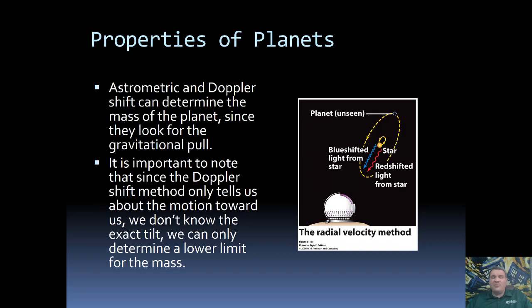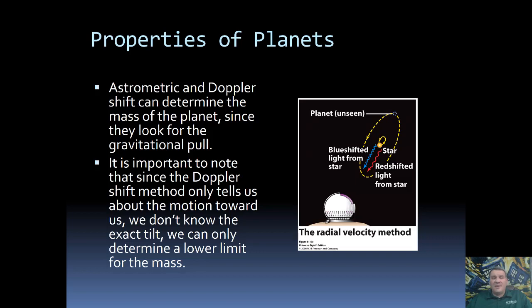The astrometric and Doppler shift methods can both help us determine the mass of the planet, and that's because both of these methods rely on the gravitational pull of the planet on the star. Okay, remember, we're seeing how it is that the star is moving. In the astrometric method, we're actually seeing how the star is moving itself in the sky. In the Doppler shift, we're looking at the red shift, blue shift as the star is being pulled towards and away from us.